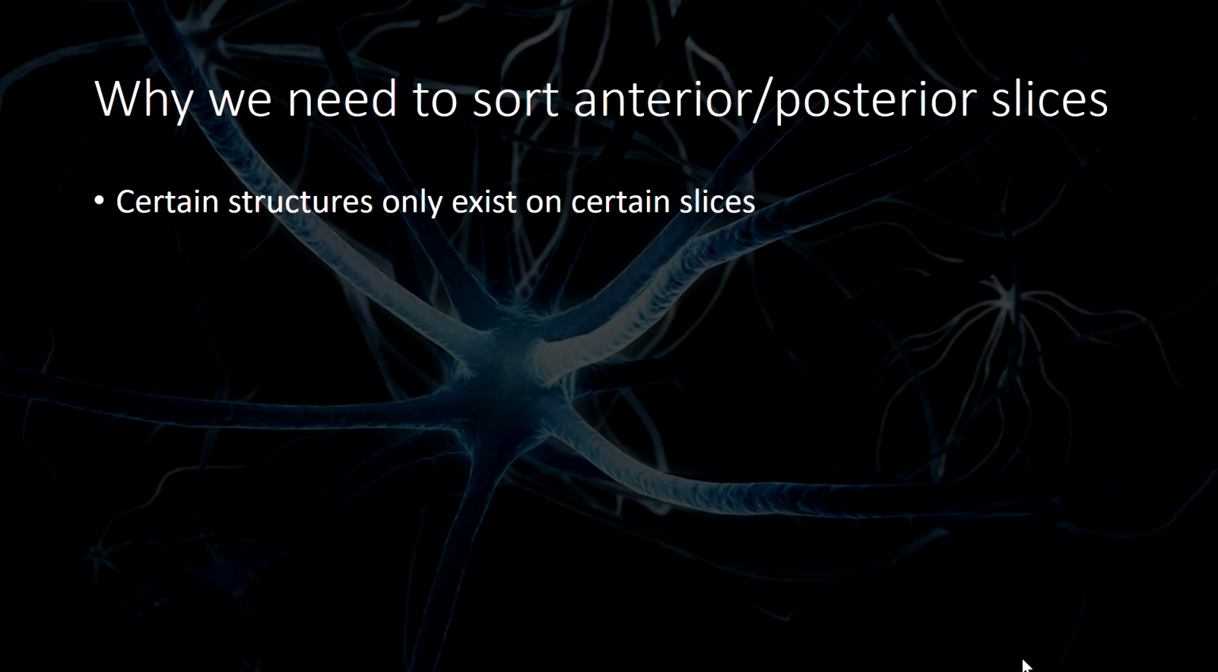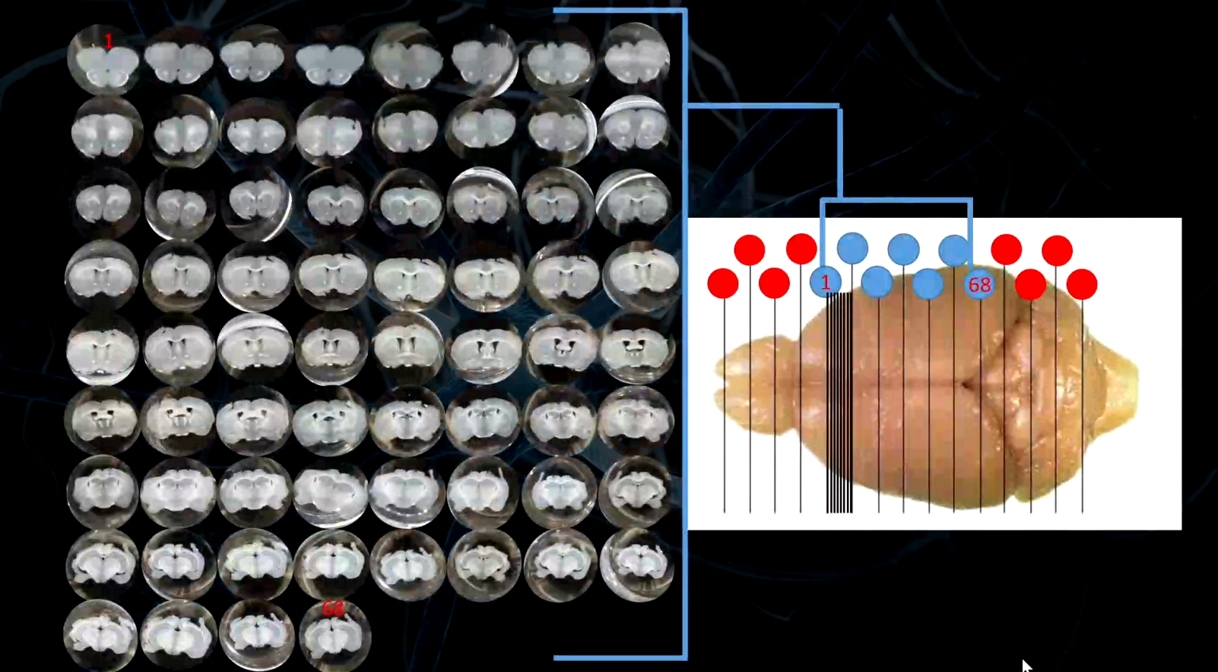So that's why the first thing we have to know is which one is anterior and which one is posterior. Okay, so here are all the slides that we make out of one small tiny mouse brain.